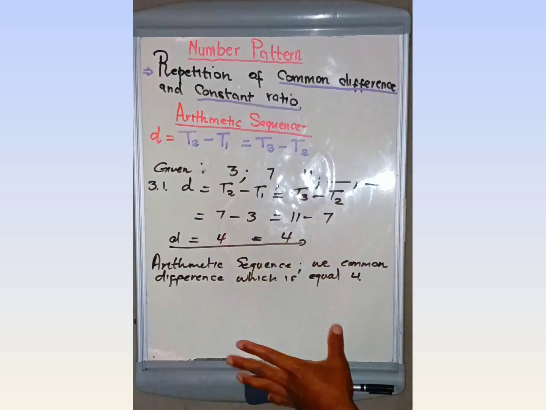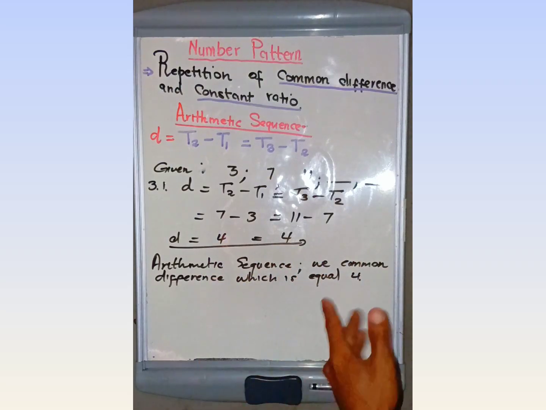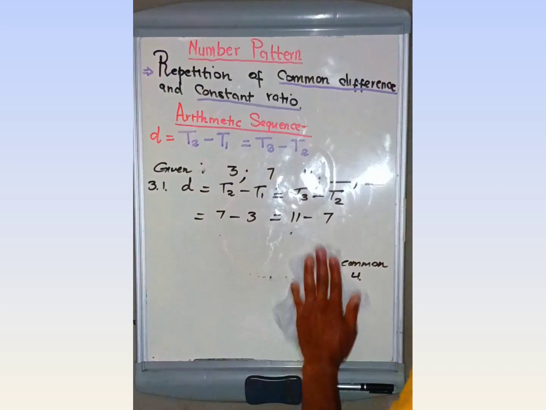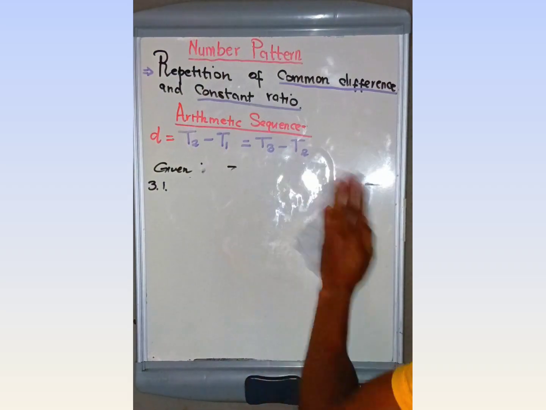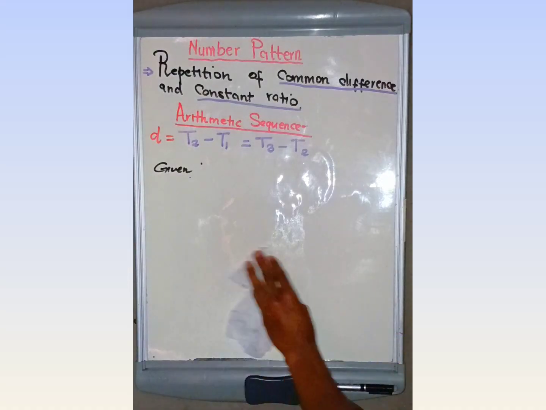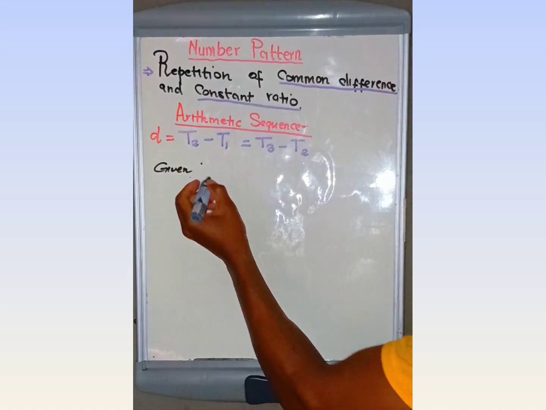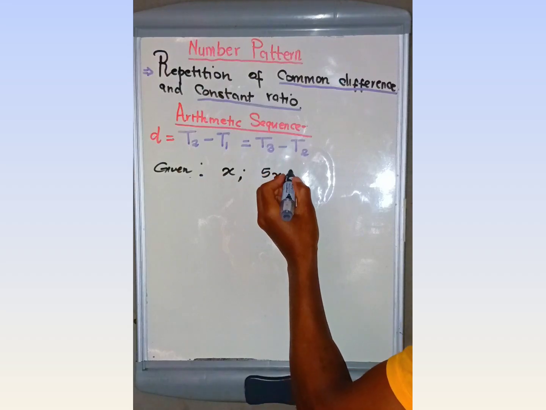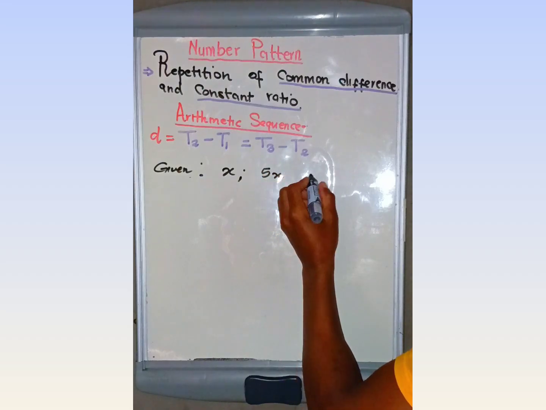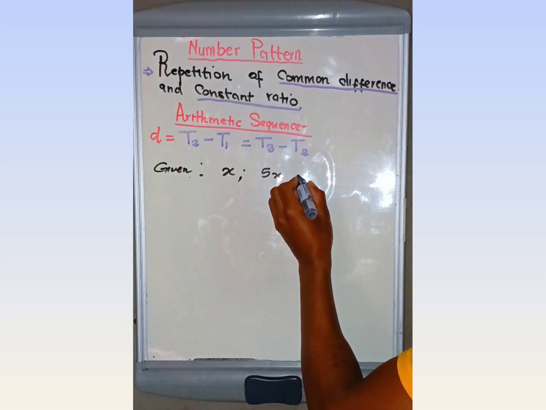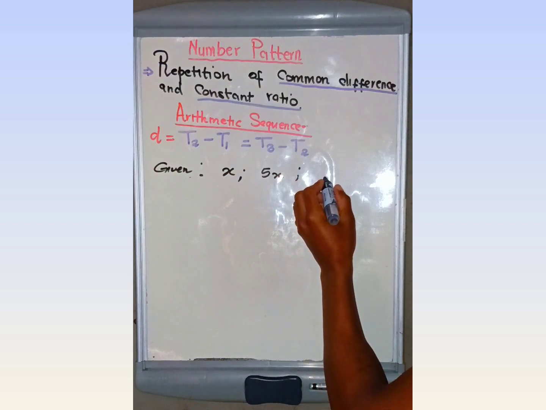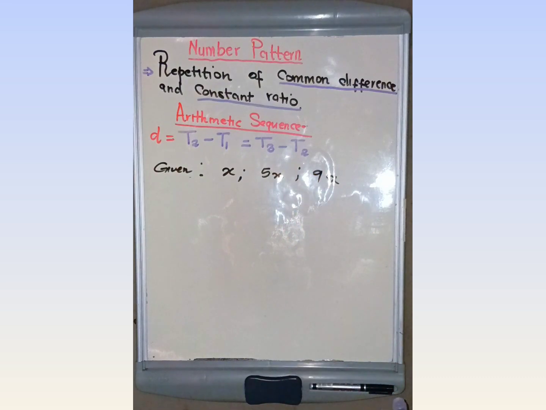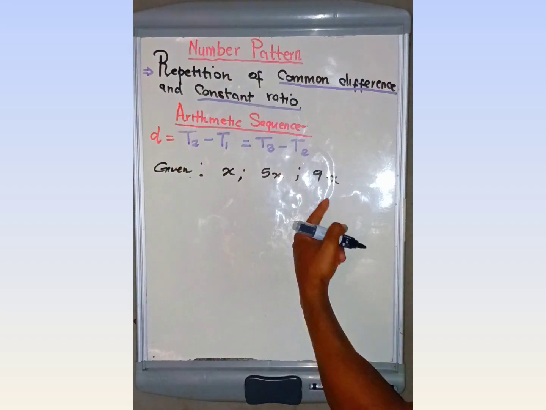Okay, then the next question is going to come out. Calculate the value of x. Okay, then they're just going to say we're given the arithmetic sequence. Then maybe it's x, then we have 5x, and we have 9x. Okay. Then they're just going to say that this is an arithmetic sequence.